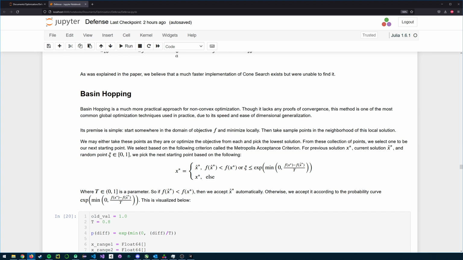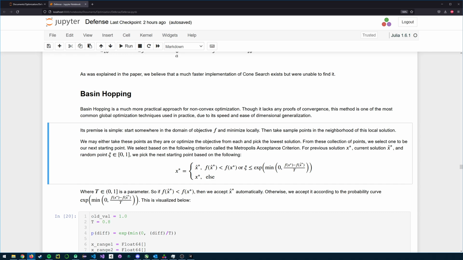So this is how it works exactly. Say we have x star, which is our old optimal value, and x hat star, which is our new optimal value. If f of x hat star is less than f of x star, we accept it right away. But if we generate some c value on the interval 0 to 1, and that's less than this probability curve right here, then we still accept it.